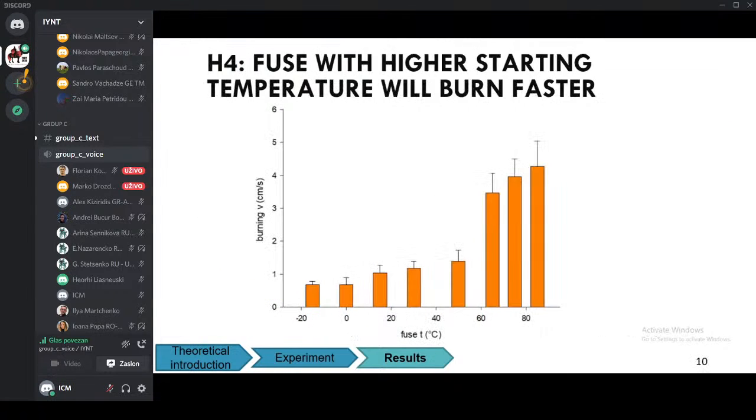Now we're looking at the results of changing the temperature of fuses before burning. The explanation of this is pretty simple. A fuse of higher temperature, that is with more heat, requires less additional energy to light up. That's why the flame propagates through it faster. With this graph, we can confirm our final hypothesis. A fuse with higher temperature will burn faster.